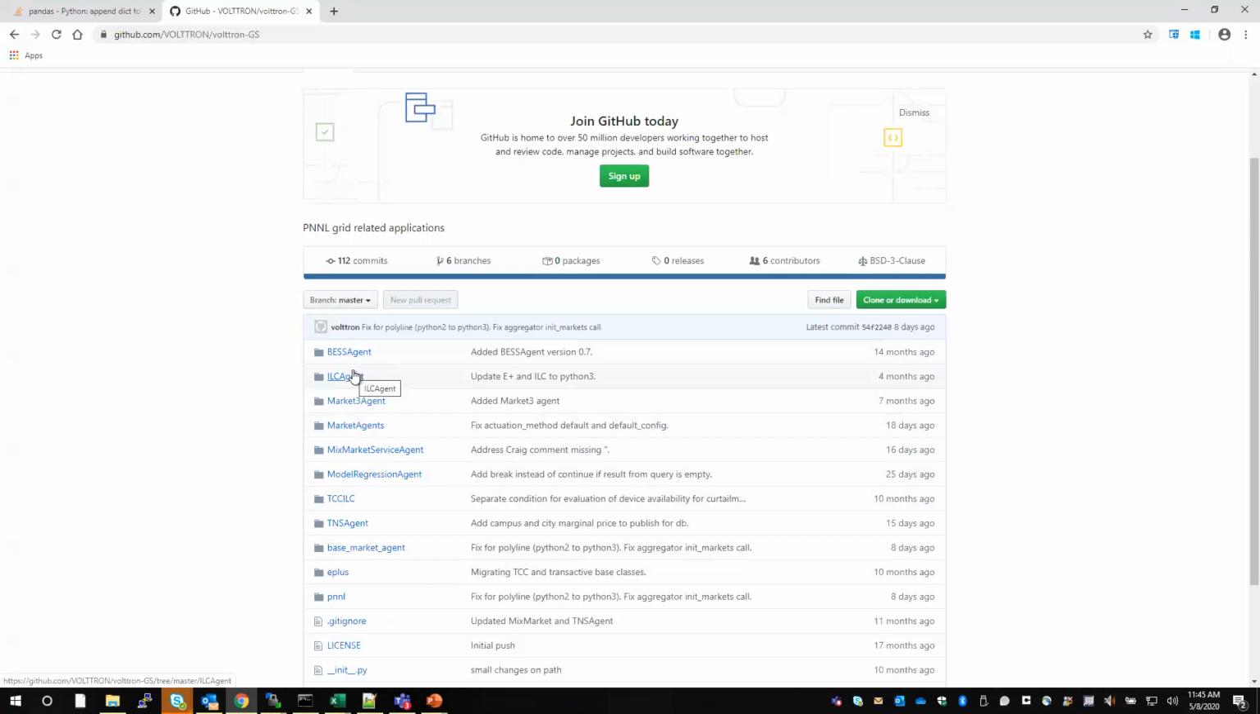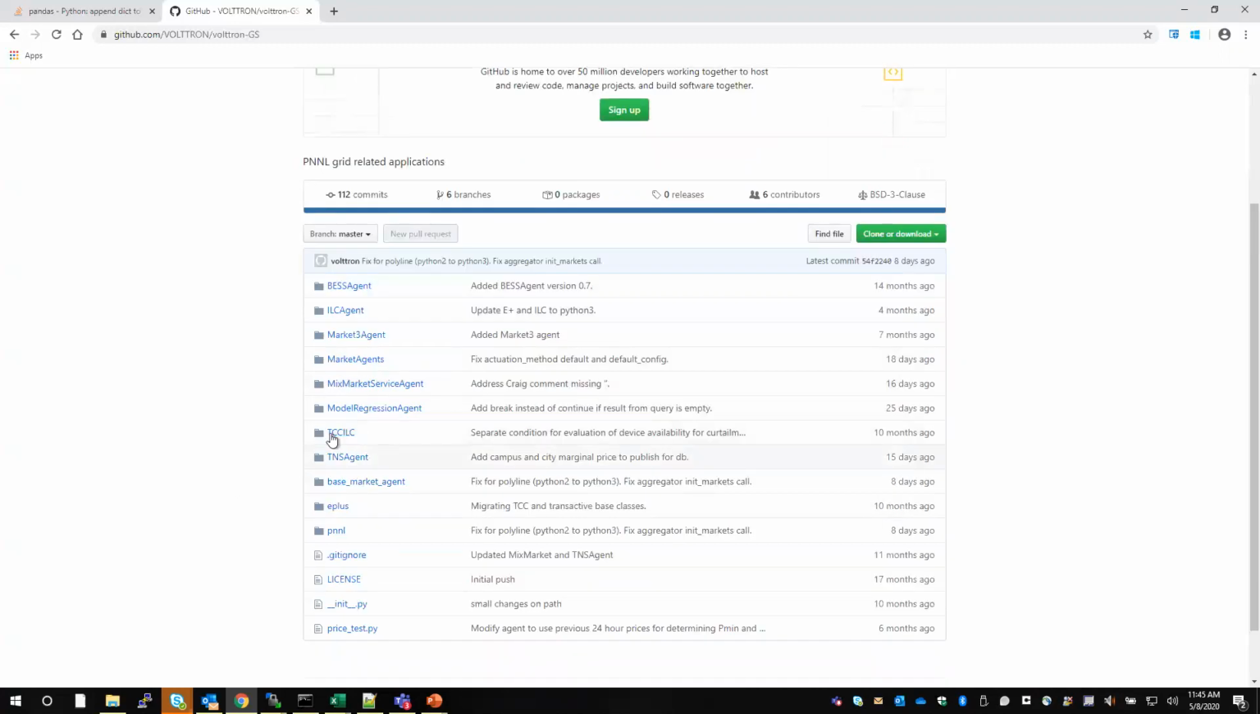We have the intelligent load control, which we talked about last week. We have what we're calling the TCC ILC, which is essentially an agent that allows for creation of price capacity curves for the building level to communicate a demand target to the ILC agent. So it's essentially allowing the ILC agent to interact with transactive markets.